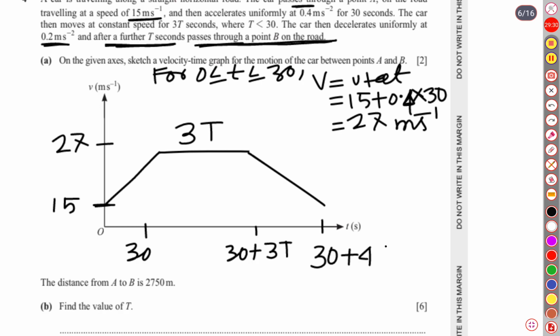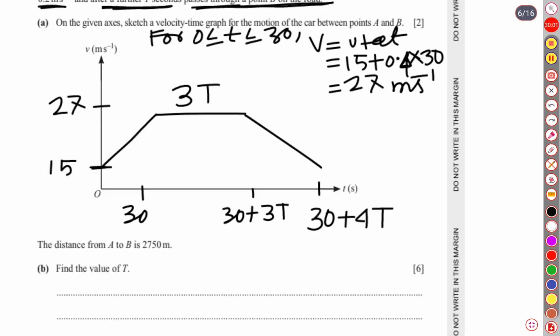But still we cannot find the final point because they didn't mention the time when the particle crosses the x-axis. That means when the particle was at rest or velocity was 0, nothing has been mentioned. So please don't connect the third straight line with the x-axis. So that's all about the velocity time graph. Let's see what the next question says.